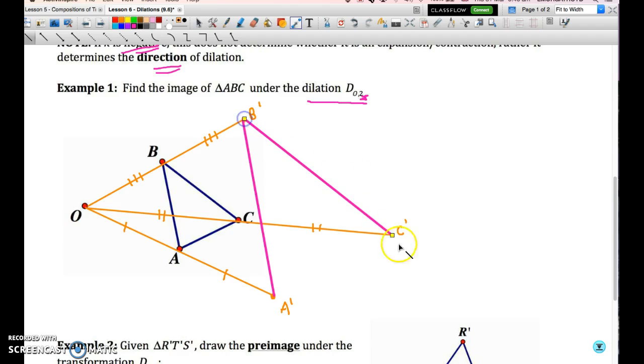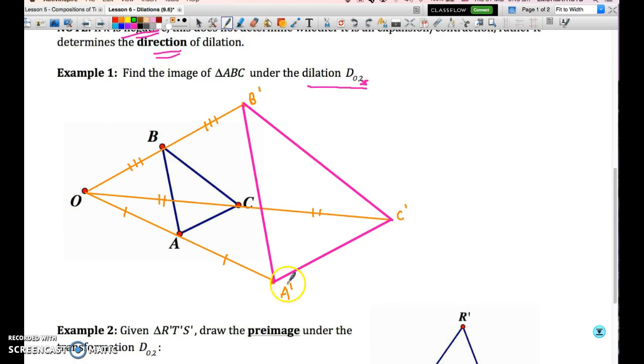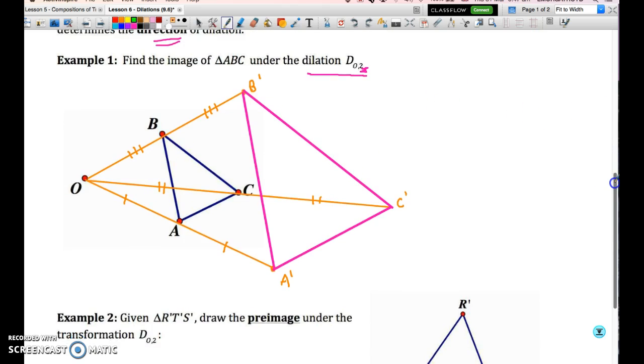So what I have now is triangle A prime, B prime, C prime. You'll see that it is twice as far from O, the center of dilation, as triangle ABC. Okay, so that's the essence of what we're doing.